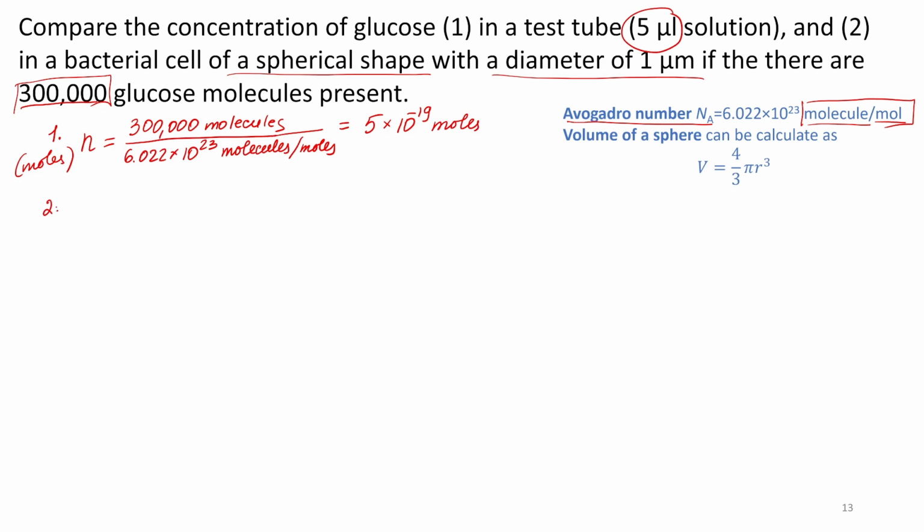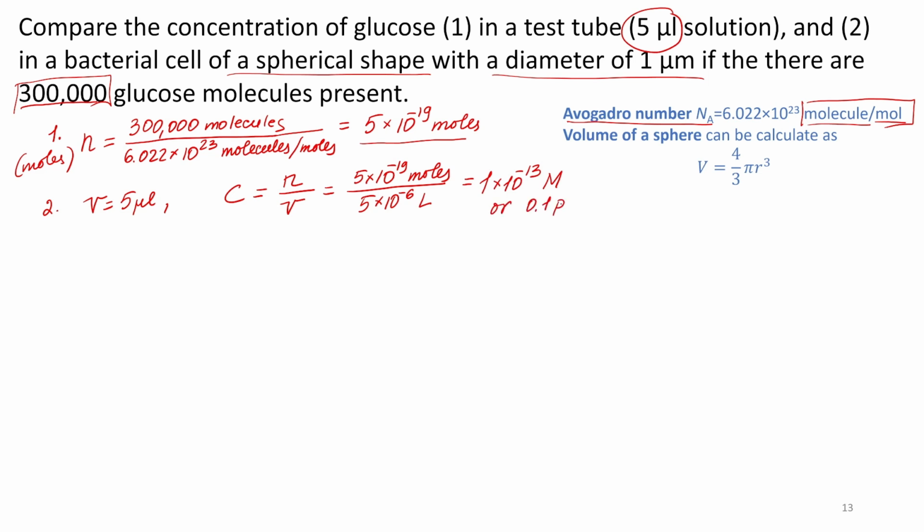Second step would be to actually determine the concentration in a test tube, right? So we have a volume of 5 microliters. We have that number of moles. So we know that the concentration would be that number of moles divided by the volume, and 5 microliters means 10 to the minus 6 liters. So that would give us pretty much 1 by 10 to the minus 13 molar, or we can say 0.1 picomolar, where pico stands for 10 to the negative 12.